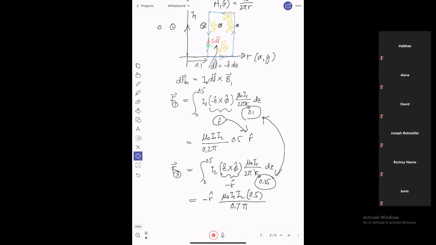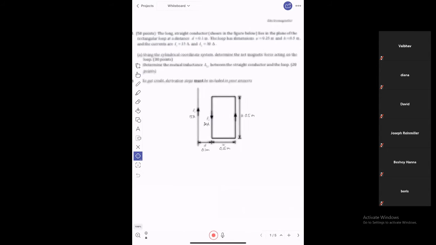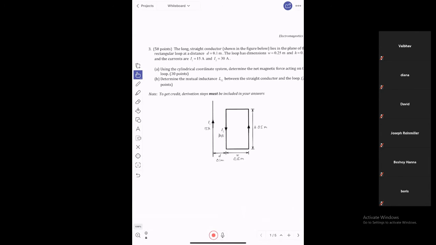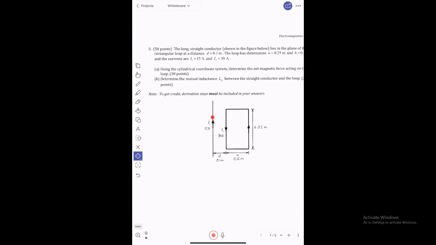The second part, let me go back here. The second part is the mutual inductance. So what is the mutual inductance? Determine the mutual inductance L12. So actually, from the first part, we know the magnetic flux generated by this current, right? The flux density.